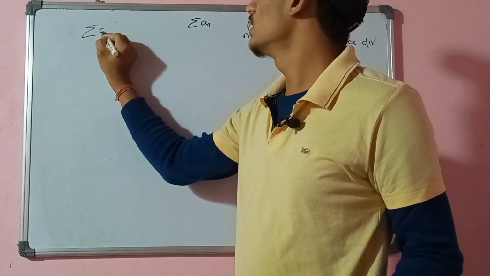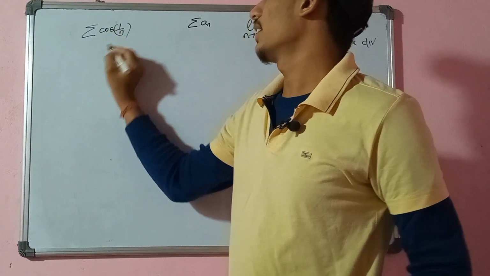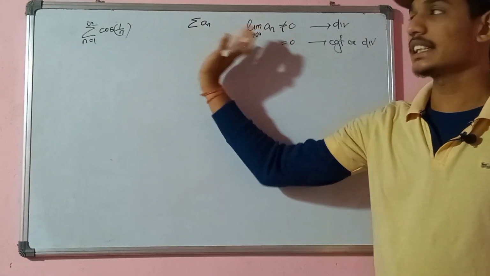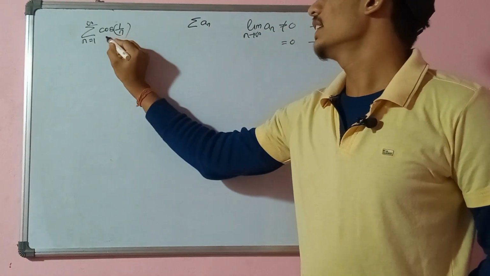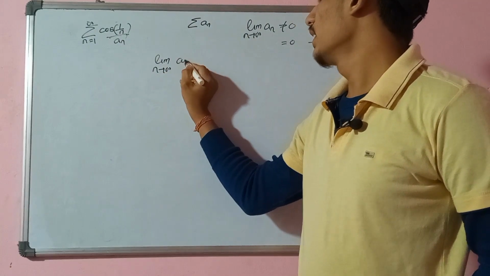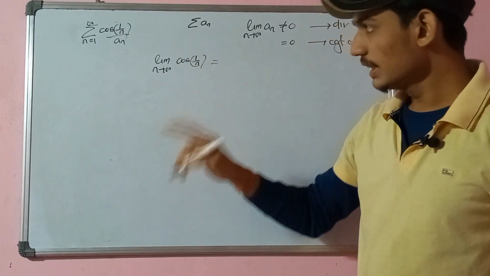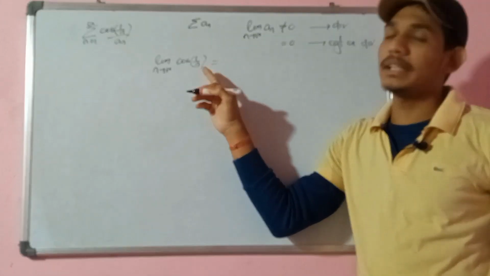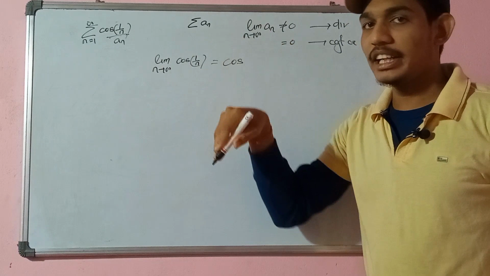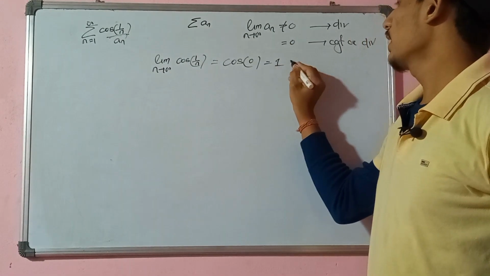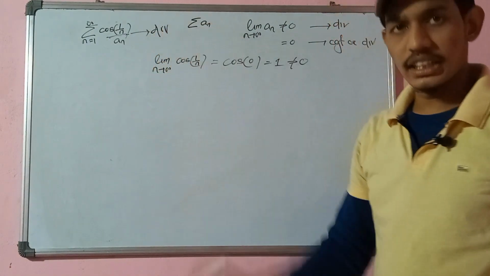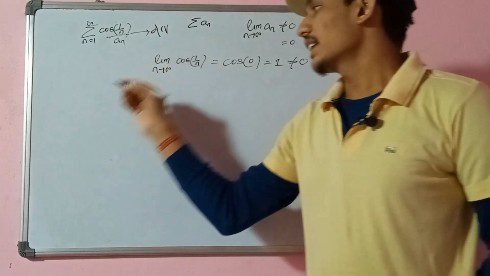Suppose my series is summation of cos(1/n), n from 1 to infinity. So what you have to check? Just check the limit of the nth term. Here this is my nth term. So check limit n tends to infinity of cos(1/n). See here, if you put infinity in place of n, you will get cos(1/infinity), which means cos 0. Cos 0 is 1, which is not equal to 0. So my series is divergent. Clear? Very simple thing. Let's consider another example.